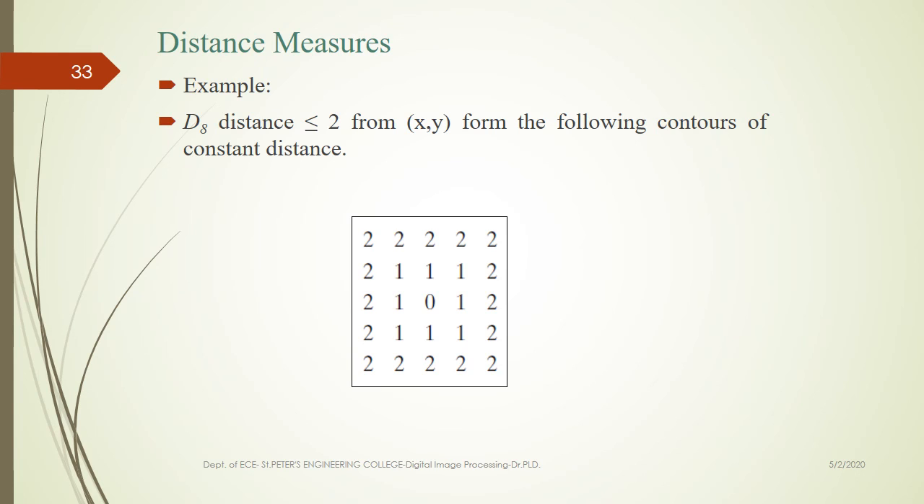With this D8 distance, we consider each and every center pixel. These are D8 distances, whether the maximum is here also 3, here also 3. That is, D8 distance less than or equal to 2 from (x, y) forms the following contours of constant distance, which form a square. This is D8 distance. With this, the distance measures Euclidean distance, chessboard distance, and city block distance, all 3 distances, are completed.